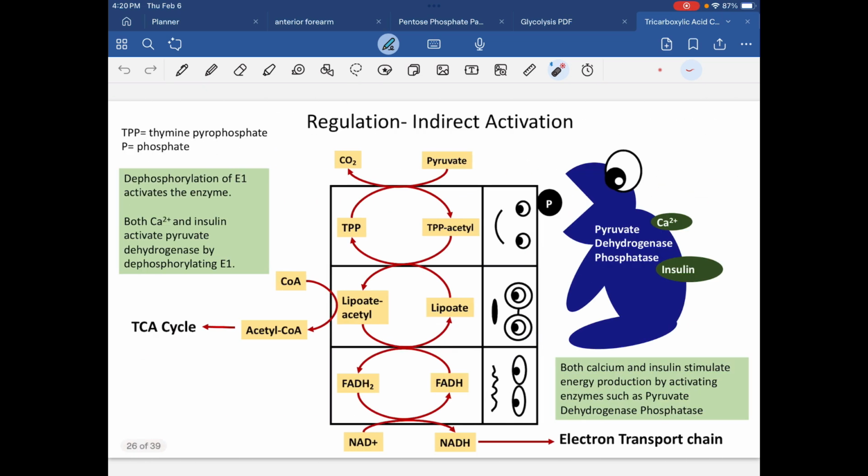Last example that he has is, once again, a dephosphorylation to activate this complex, but this time we have a new enzyme. We have pyruvate dehydrogenase phosphatase. So the molecules that can bind to this enzyme are calcium and insulin. So if calcium and insulin bind to pyruvate dehydrogenase phosphatase, it's going to tell that enzyme to take this phosphate group off and activate the enzyme and speed up the process of processing pyruvate.